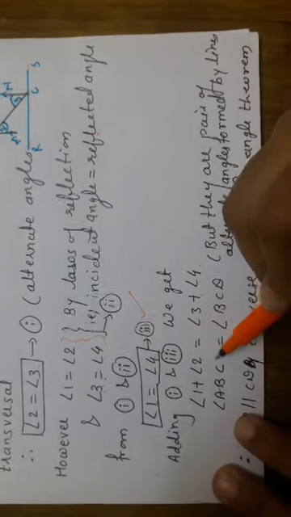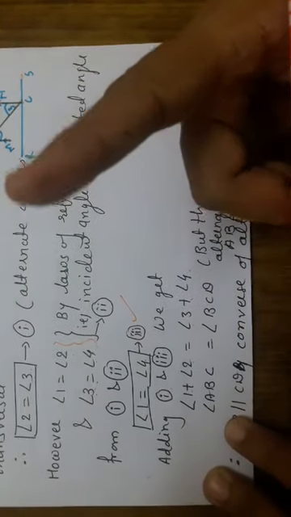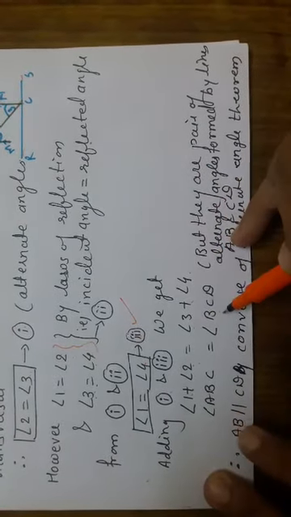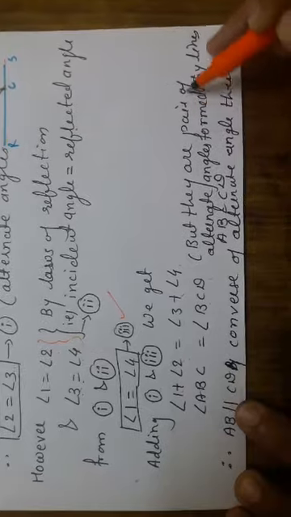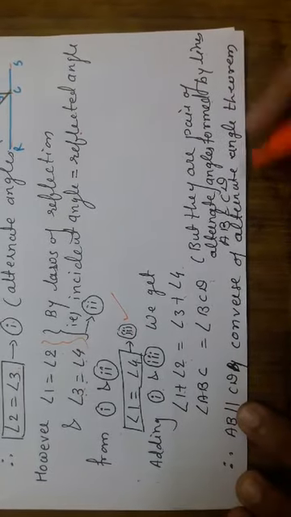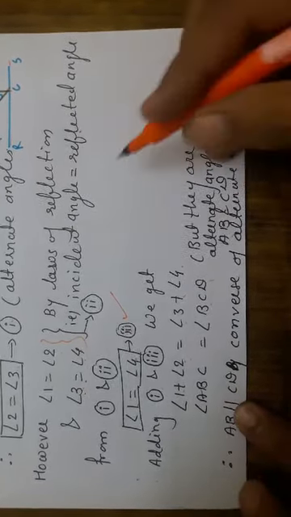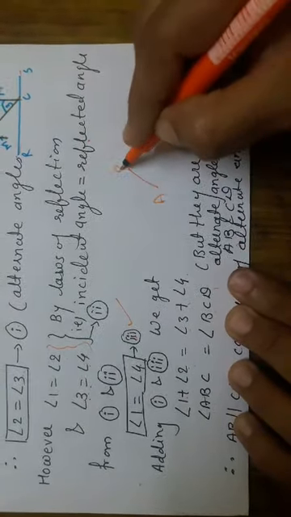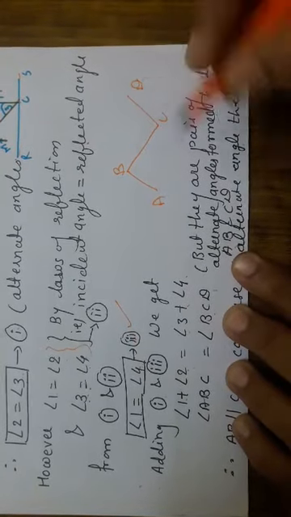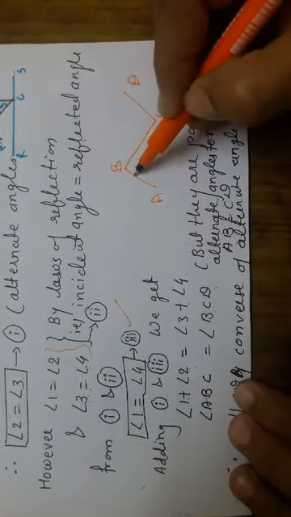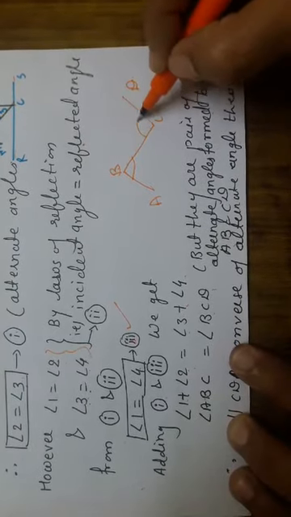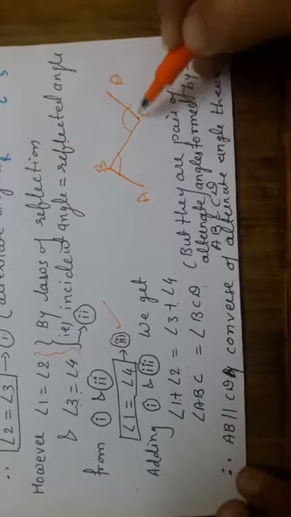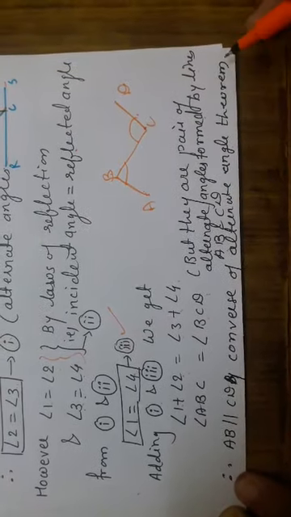So angle 1 plus 2 becomes angle ABC in the figure, and 3 plus 4 means BCD. But they are a pair of alternate angles formed by the lines. Which lines? AB and CD. This is AB and this is CD. Just as I told you, angle ABC is equal to angle BCD. That's why we can say these lines are also parallel to each other by the converse of the alternate angle theorem.